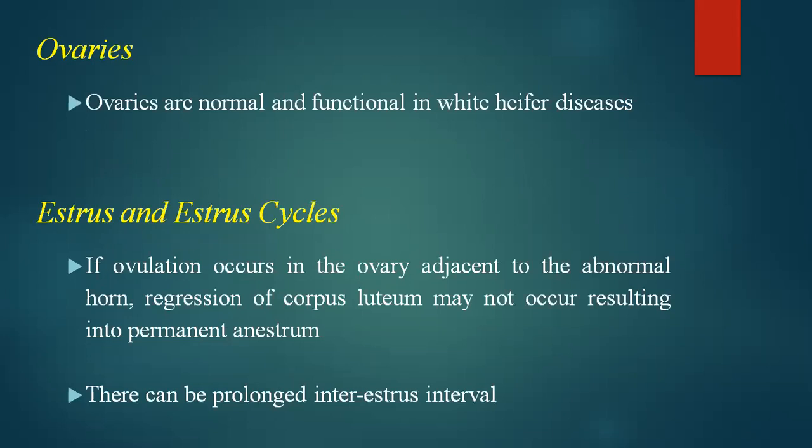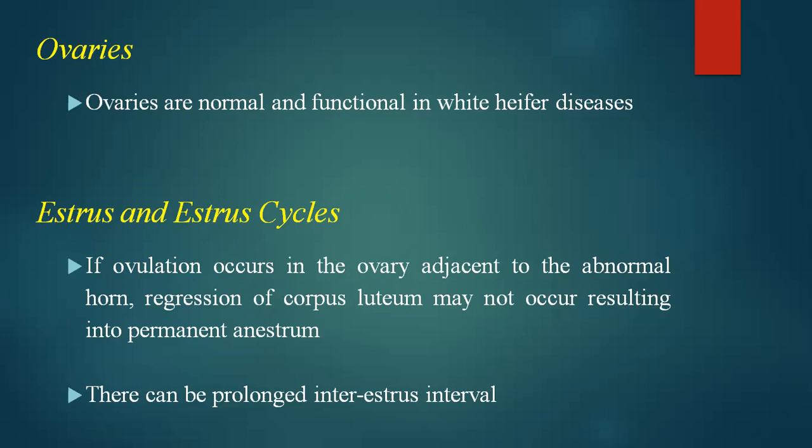Regarding ovaries, ovaries are normal since they do not arise from paramesonephric duct. Ovaries are not affected in case of white heifer disease. Note that ovaries are affected in case of ovarian hyperplasia. So if in question or in examination, it is asked to differentiate hyperplasia from white heifer disease, this can be a very good differentiating point: ovaries are normal in white heifer disease, whereas ovaries are hyperplastic or abnormal or small in case of ovarian hyperplasia.